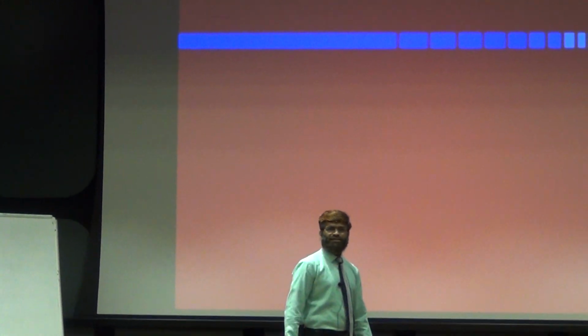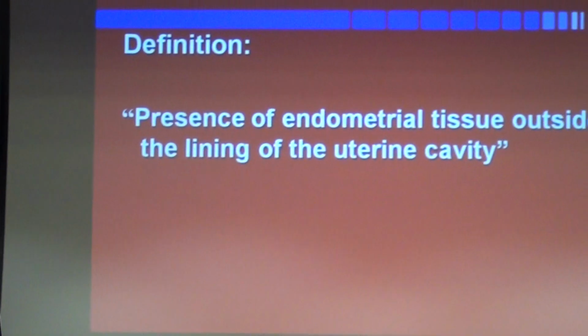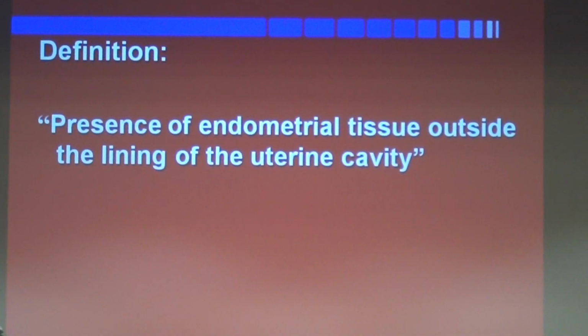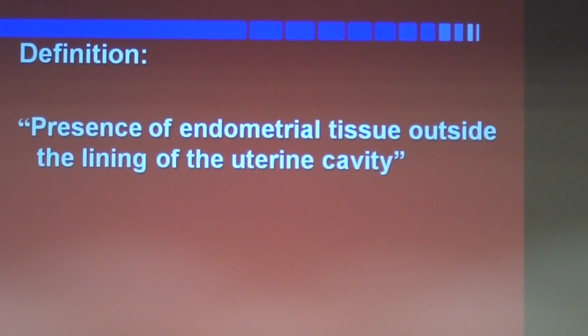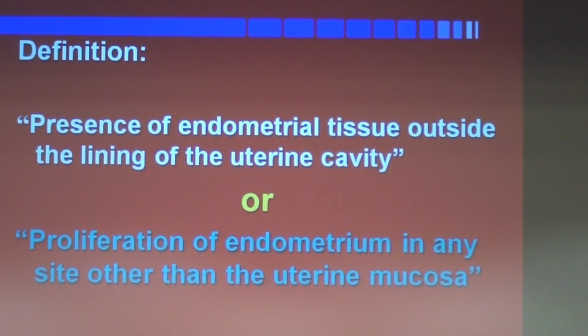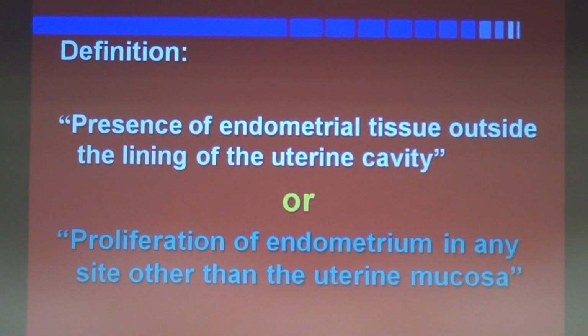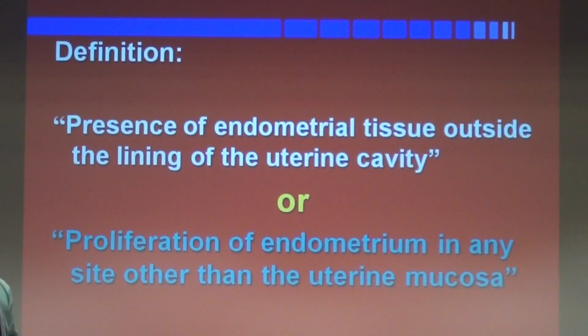So let's start. First and foremost, the question comes: what is endometriosis? Endometriosis can be defined as a condition characterized by the presence of tissue having characteristics like that of functional endometrium at any site other than the uterine cavity. Endometriosis can also be defined as the presence of endometrial tissue outside the lining of the uterine cavity, or as proliferation of endometrium in any site other than the uterine mucosa.